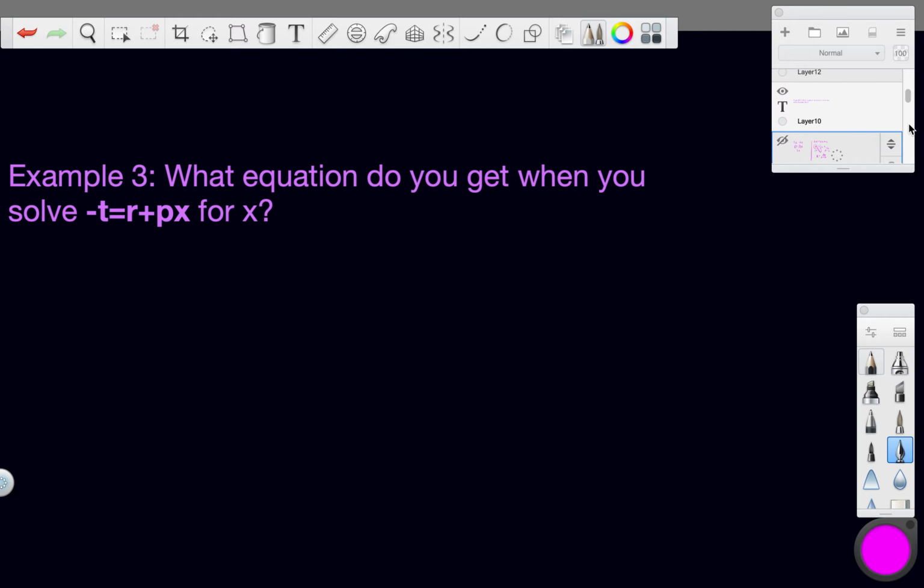Okay. So over here I have the same thing, just a different equation. So I'm looking to solve for x in my equation that reads negative t equals r plus px.